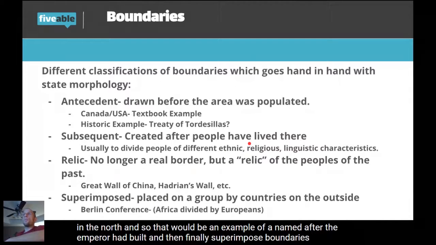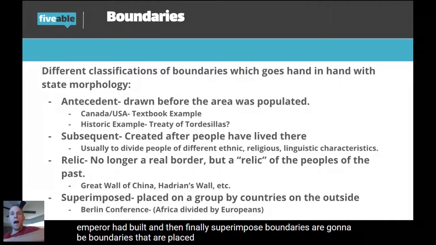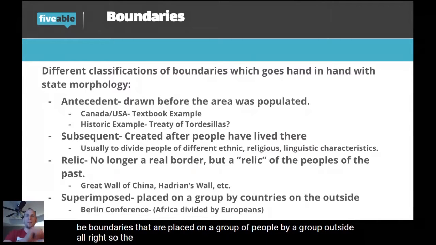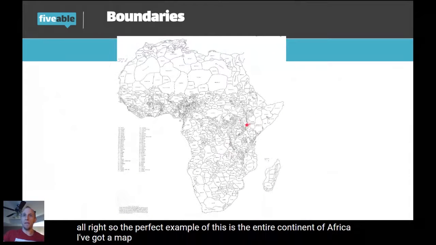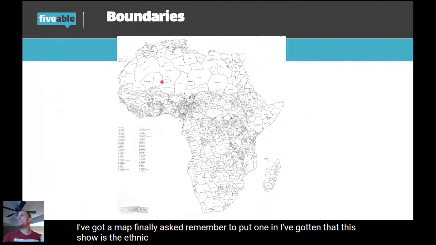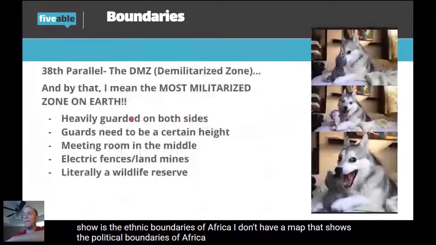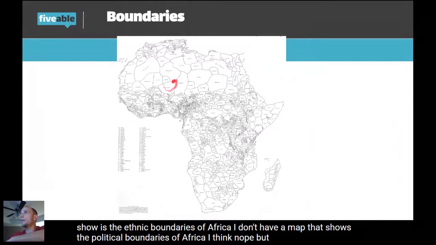And then finally, superimposed boundaries are boundaries that are placed on a group of people by a group outside. The perfect example of this is the entire continent of Africa. I've got a map. Finally, actually remembered to put one in. I've got a map that shows the ethnic boundaries of Africa. I don't have a map that shows the political boundaries of Africa, I don't think. Nope.